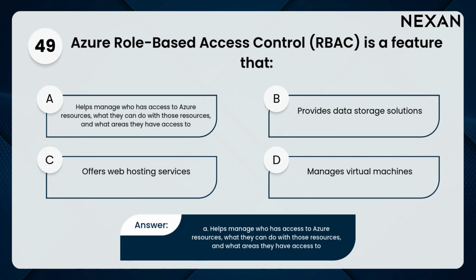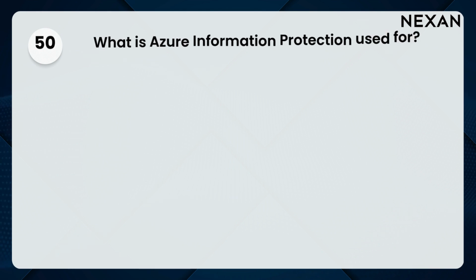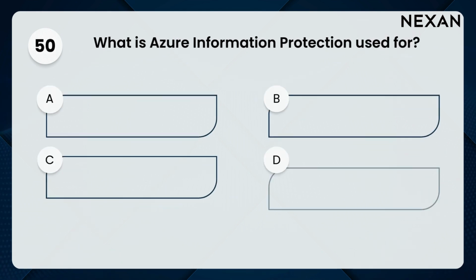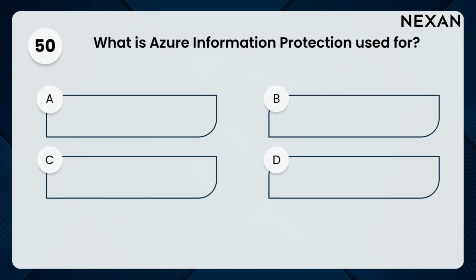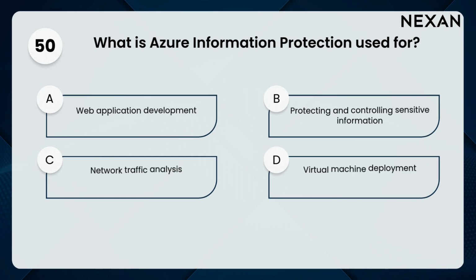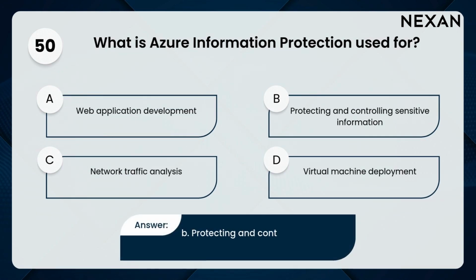50. What is Azure Information Protection used for? A. Web application development. B. Protecting and controlling sensitive information. C. Network traffic analysis. D. Virtual machine deployment. Answer. B. Protecting and controlling sensitive information.